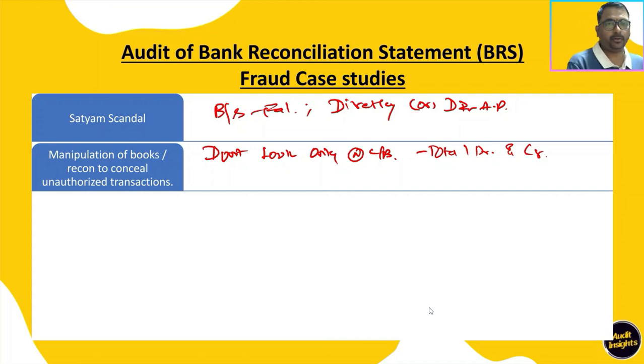This is very, very important, because generally this is not an activity which the auditors would do. They will just look at the closing balance, look at the differences, look at the reconciling items. But looking at the total debit and credit will be a lot of work. It will involve a lot of reconciliation.